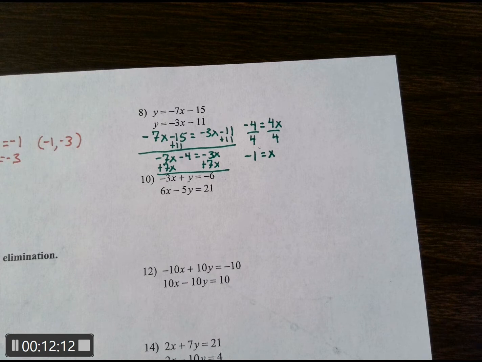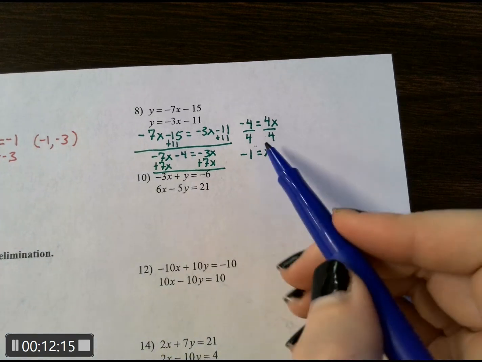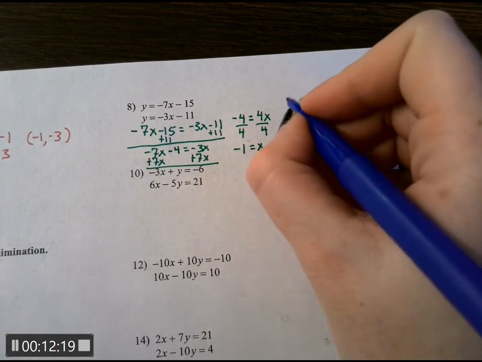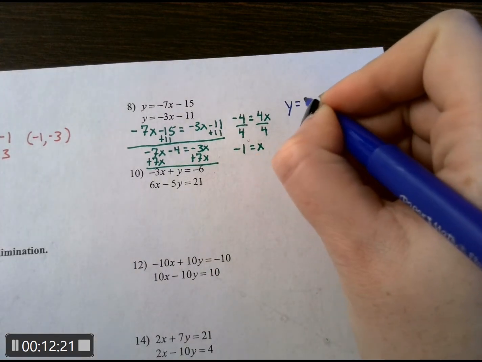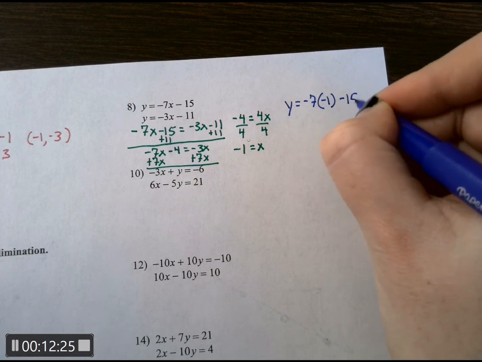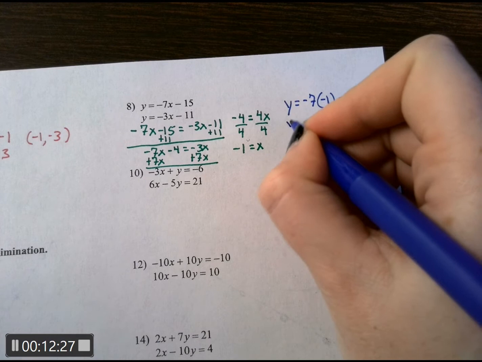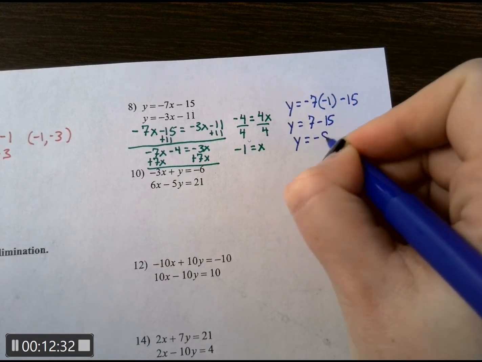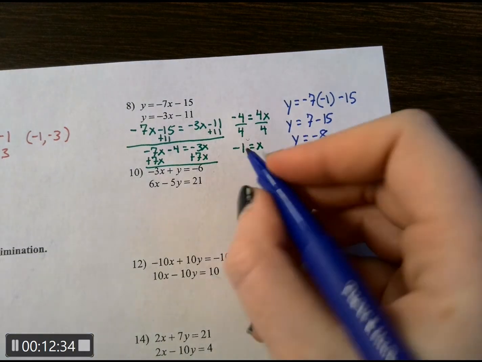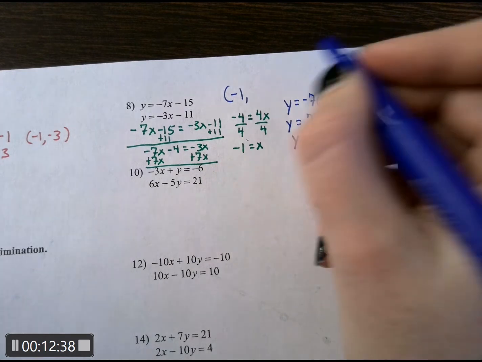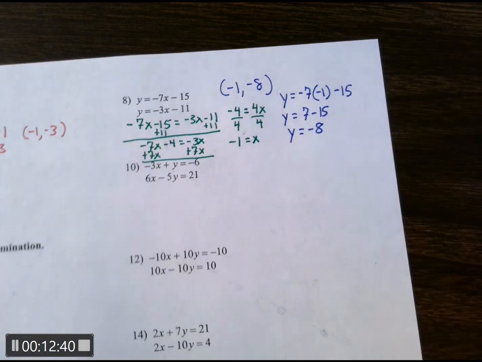Then you are going to pick which equation that you want to substitute your -1 into. It does not matter. I'm going to pick the top one. So y equals -7x, which we said was -1, minus 15. So y equals 7 minus 15. Y equals -8. So then our coordinate point is (-1, -8).